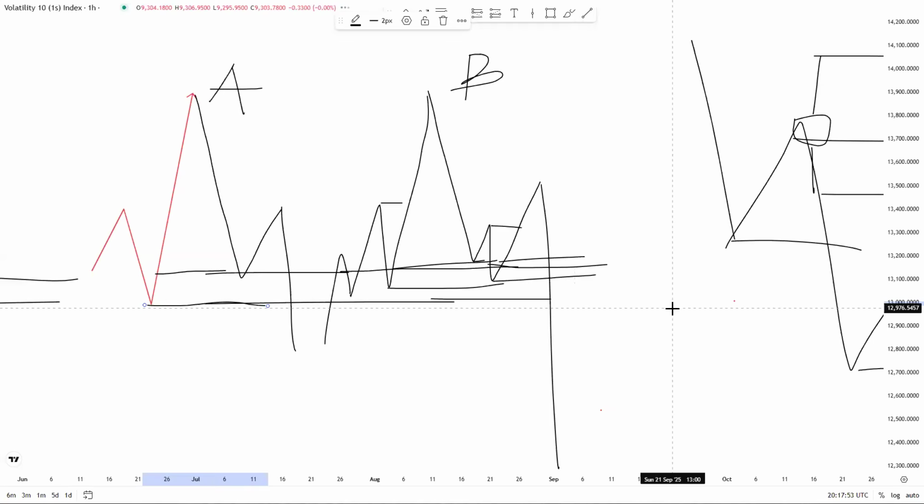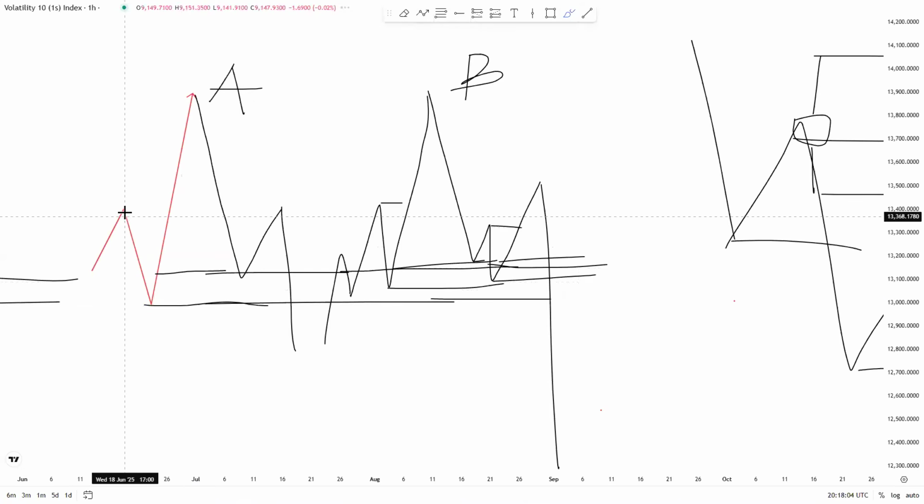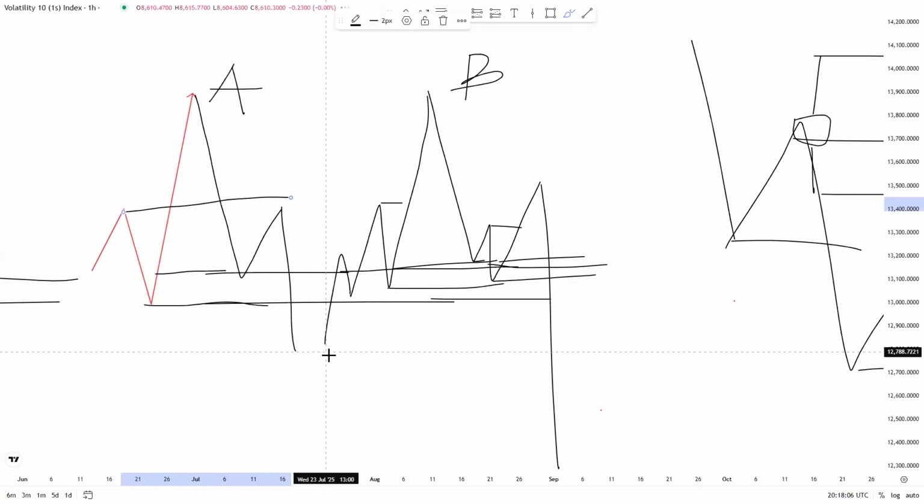Liquidity, we are saying that I can say B, but A is our normal head and shoulder patterns, stuff like that. Okay.